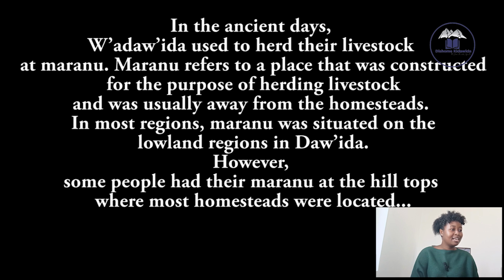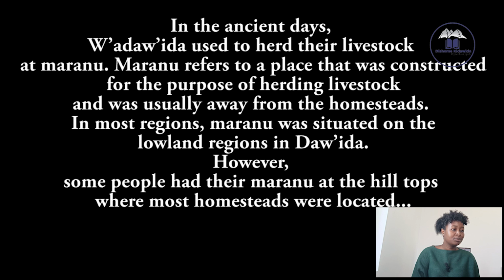So let me read the write-up that I did so that you can learn about the 4-day cycle that existed in the Taita community before colonization, before the 7-day cycle of the week. In the ancient days, Kidawida used to herd their livestock at Maranu. Maranu refers to a place that was constructed for the purpose of herding livestock and was usually away from the homesteads. In most regions, Maranu was situated on the lowland regions in Kidawida. However, some people had their Maranu at the hilltops where most homesteads were located.